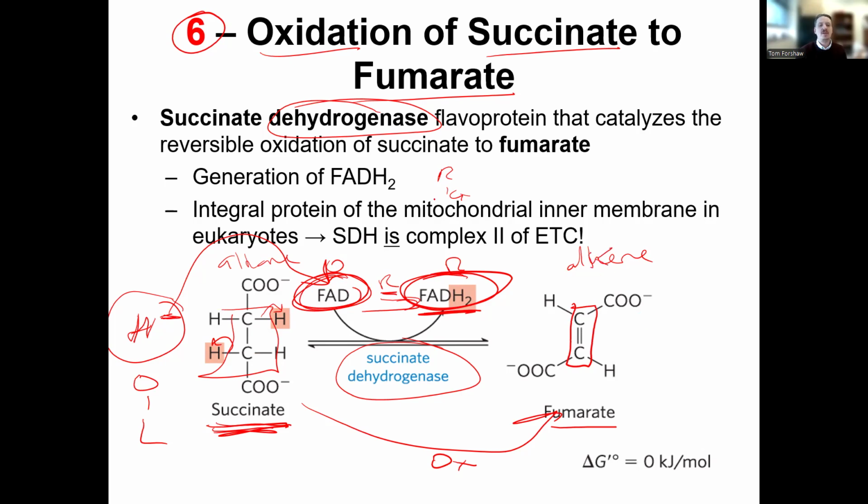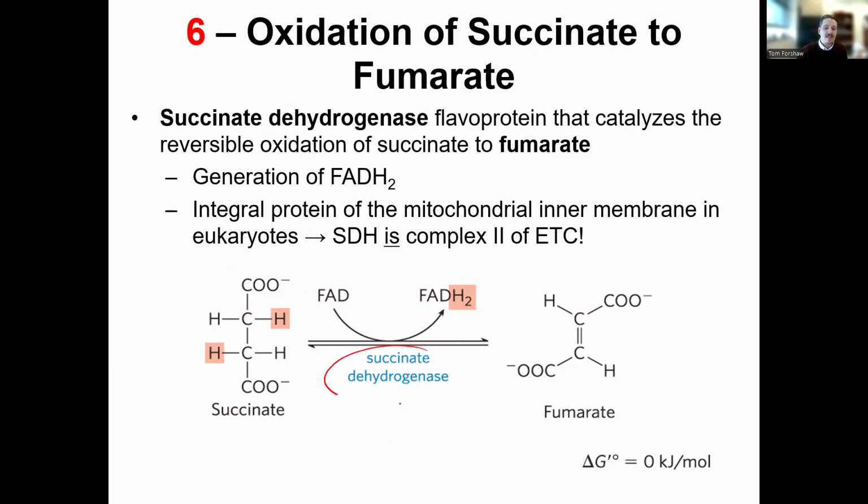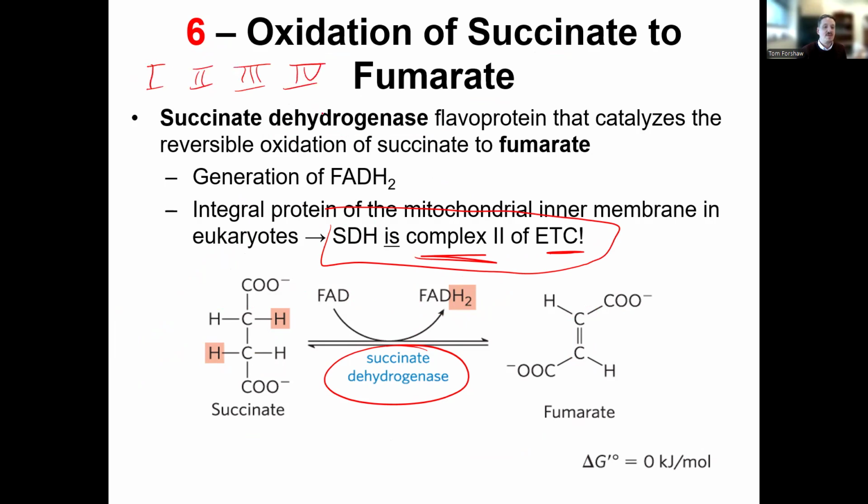That's the main thing. But something I'd like to mention is that this enzyme, SDH, is complex 2 of the electron transport chain. So when we move on to the electron transport chain, we see that it's complex 1, complex 2, complex 3, and complex 4. And these complexes, only 1, 3, and 4, but overall catalyzing the pumping of protons across the inner mitochondrial membrane.